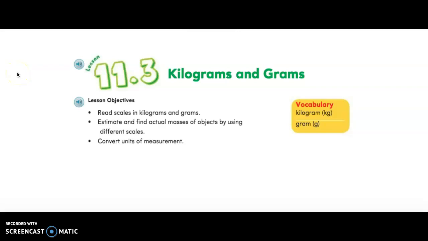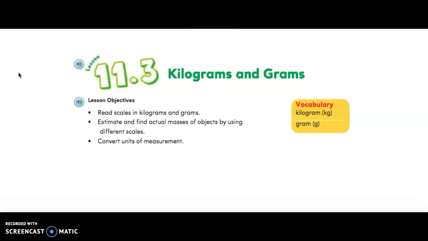All right, my friends, we are moving on to 11.3, which is kilograms and grams. So we are moving past measuring length and distance with our centimeters, meters, and kilometers, and we are now into measuring mass or the weight of something. So we are going to learn how to read a scale for kilograms and grams today.